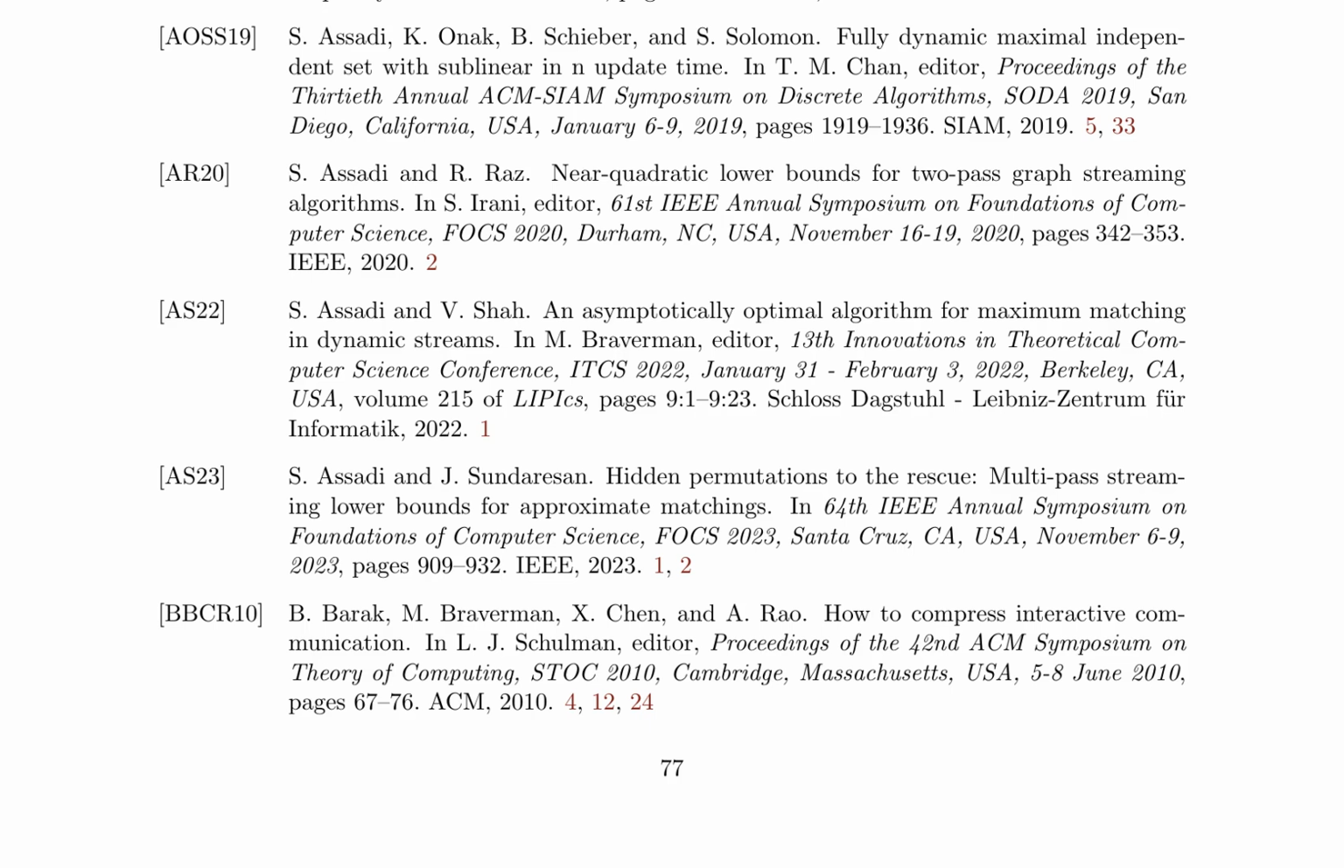They also discuss the space complexity of approximating the frequency moments, AMS96, fully dynamic maximal independent set with sublinear in n update time, AOSS19, near quadratic lower bounds for two-pass graph streaming algorithms, AR20, an asymptotically optimal algorithm for maximum matching in dynamic streams, AS22, and the use of hidden permutations to establish multipass streaming lower bounds for approximate matchings, AS23. Finally, the paper covers how to compress interactive communication, BBCR10, providing a comprehensive overview of recent advances in graph algorithms and their applications in different computational models.